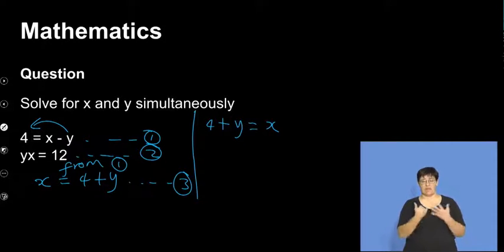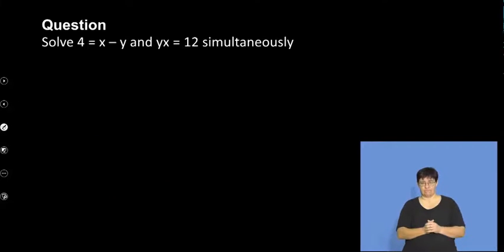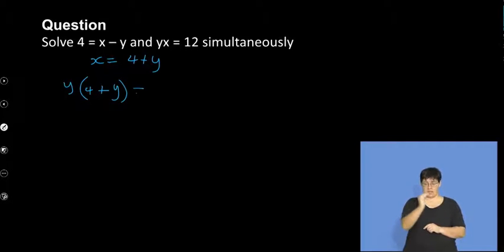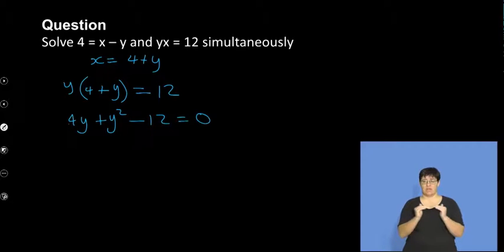Then from there you will substitute. So equation 3, we just agreed it's x equals 4 plus y, or y plus 4, it doesn't really matter. If I substitute this, I will have y times (4 plus y) equal to 12. And then I solve for y, which will then give me 4y plus y squared minus 12 equal to 0.